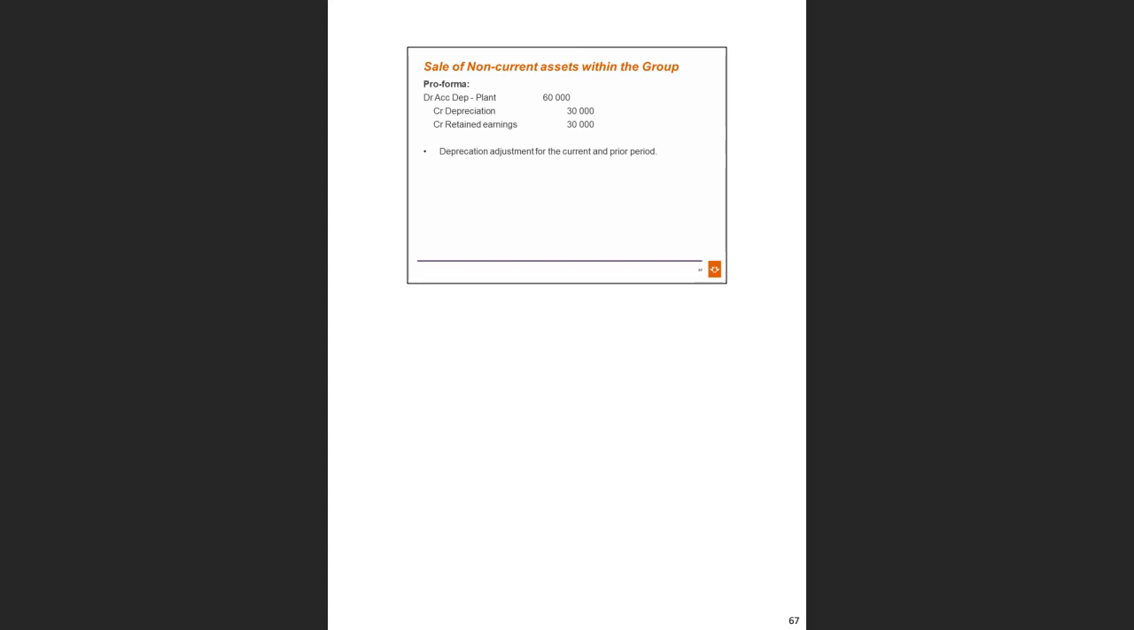So remember, we weren't happy with the depreciation processed by Sandy. Sandy was processing 130,000 Rand worth of depreciation, whereas from the group perspective, only 100,000 Rand should have been processed. So the difference each year will be 30,000 Rand in depreciation, which needs to be reversed. So because we are now 2 years away from that transaction, we are adjusting it for 2 years worth of depreciation. So it's debit accumulated depreciation plant 60,000, credit depreciation 30,000, and debit retained earnings 30,000.